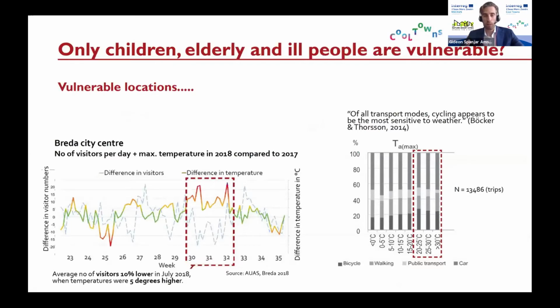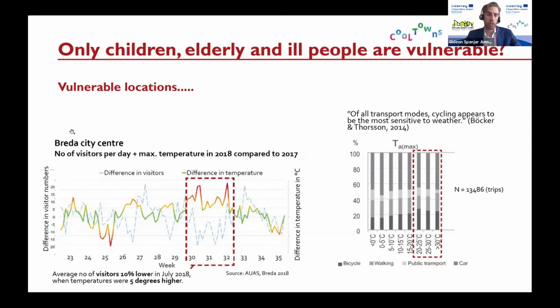Often children, elderly, and ill people are referred to as very vulnerable groups for heat stress. I think that's absolutely true, but there are other groups which can be mentioned, especially related to vulnerable locations in the city. And just to make this point, just 2 examples.